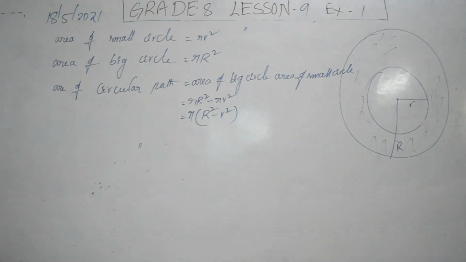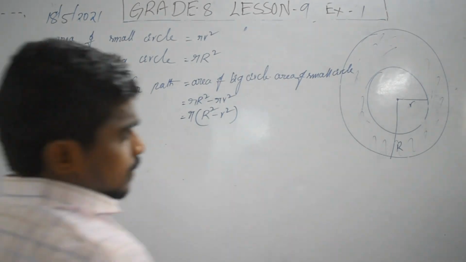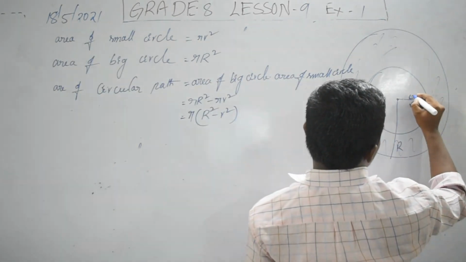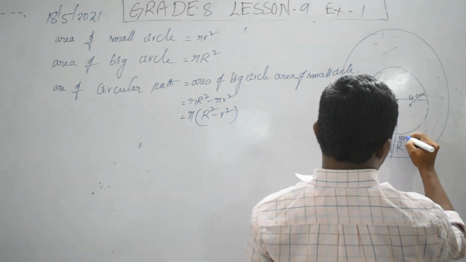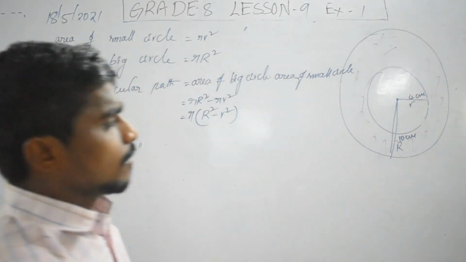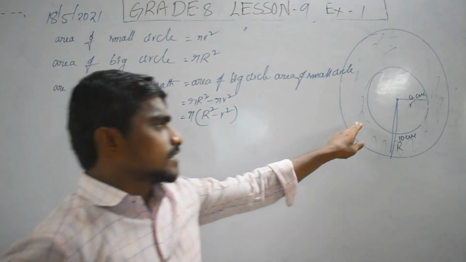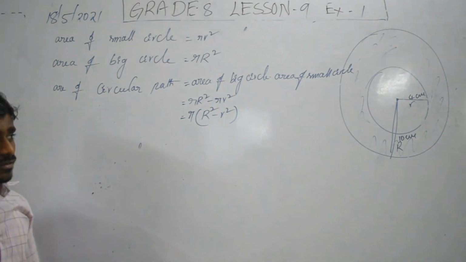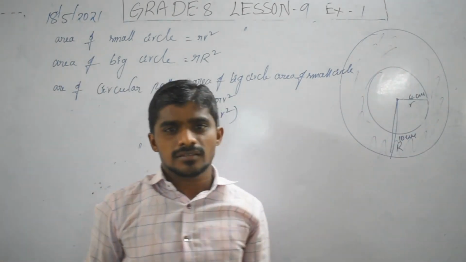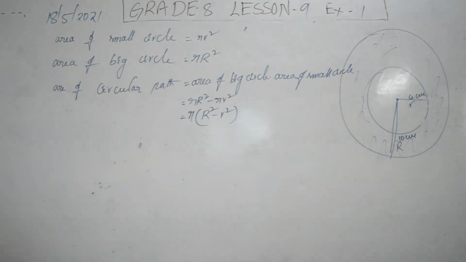Here one example problem, see. Now here radius 4 centimeters is given. Here to here 10 centimeters is given. What is the circular path area they are asking? One time observe that formula.